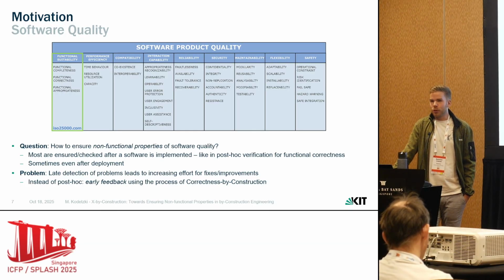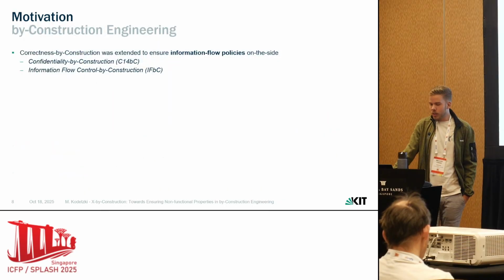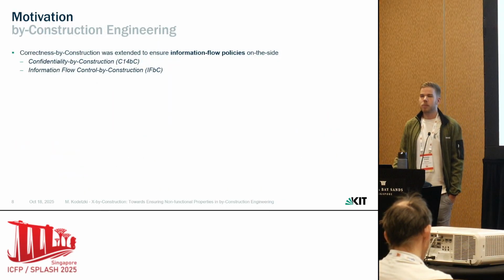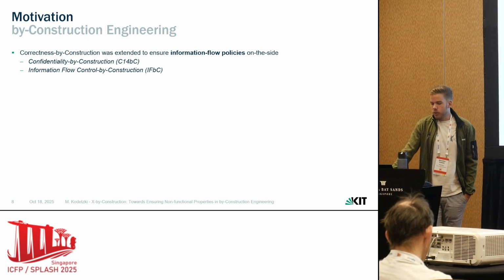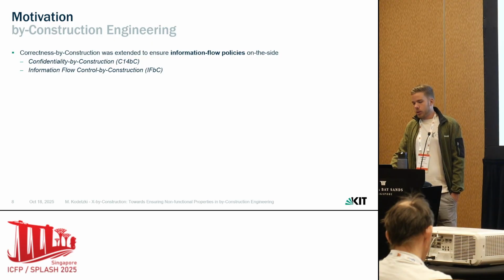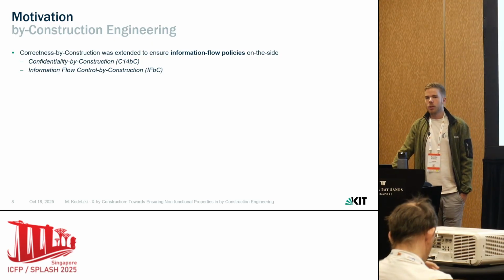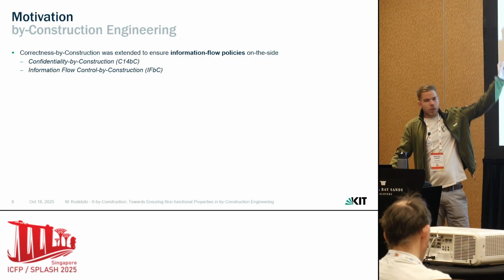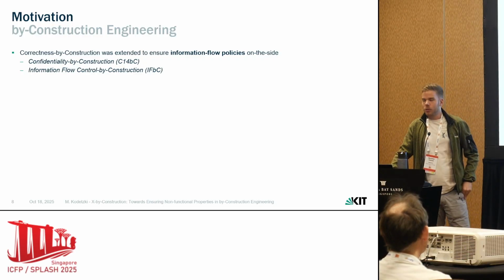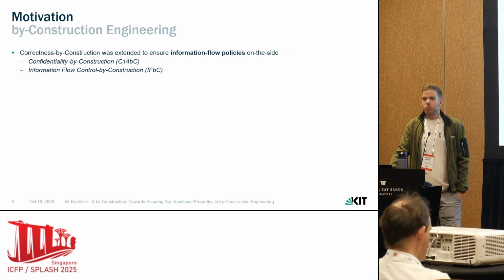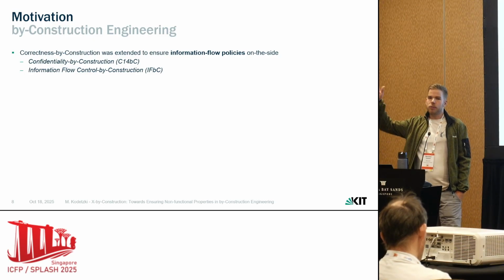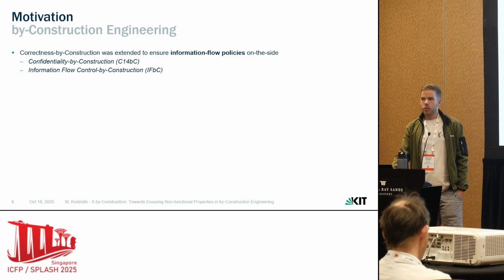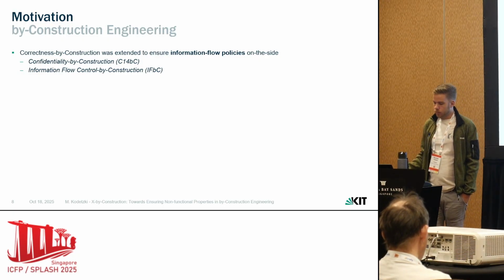And previous colleagues of mine started doing that for security. There are two techniques that are a result of that work. That is confidentiality by construction, C14BC, and information flow control by construction. Both of them fit to the security property in the table you just saw and ensure information flow policies. So we can, for example, ensure that a high security variable is not leaking information to a low security variable through both direct and indirect information flow.